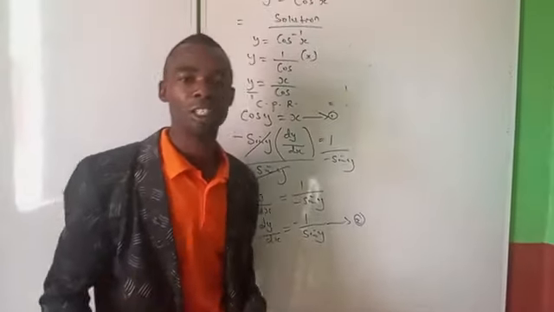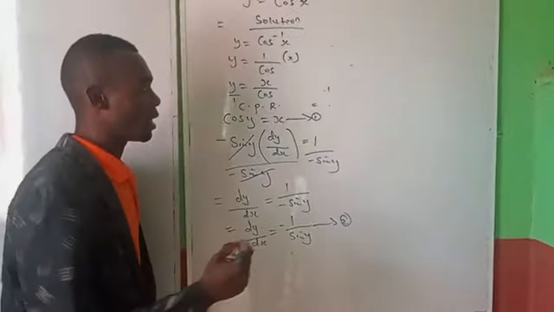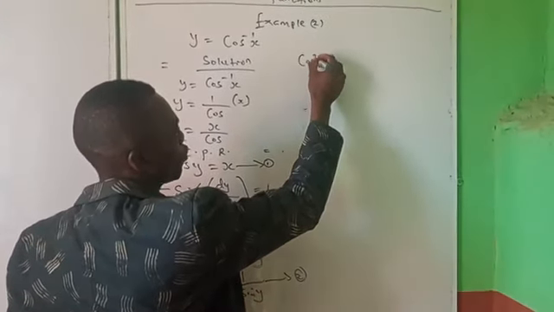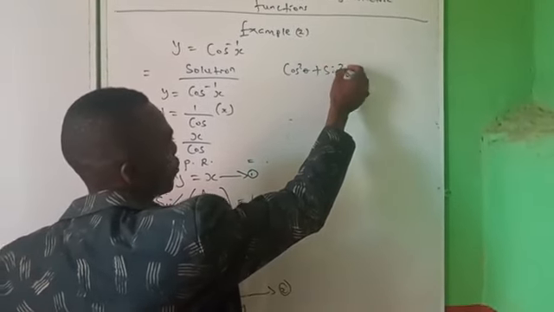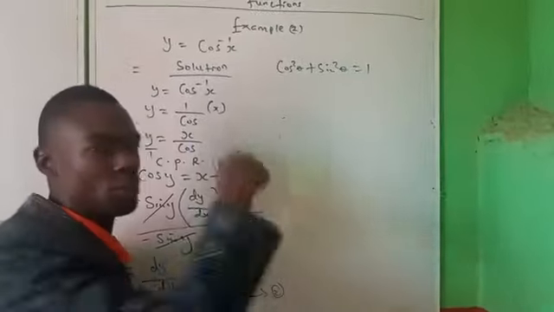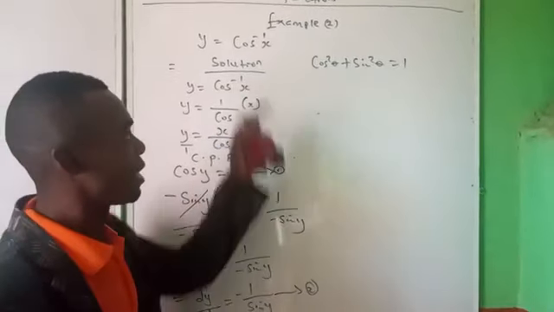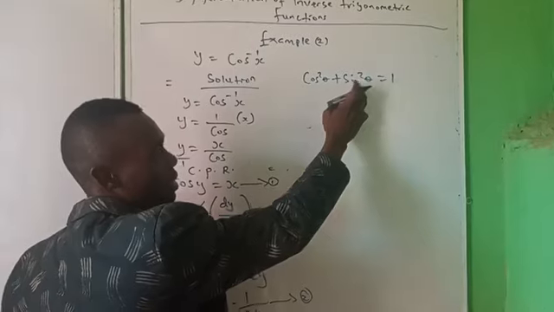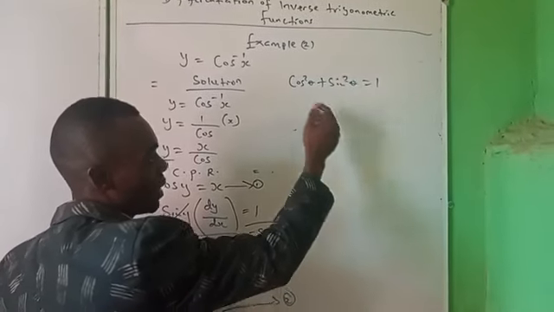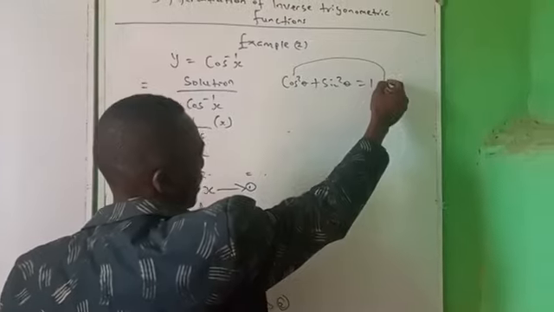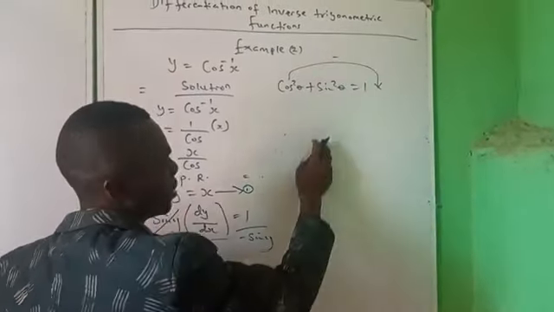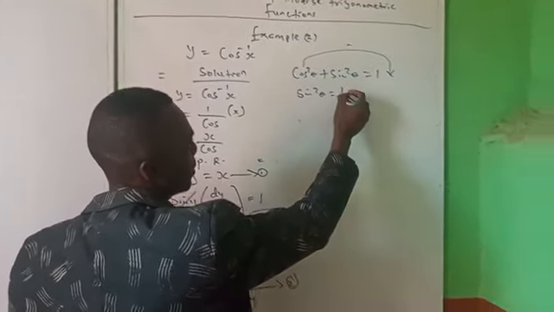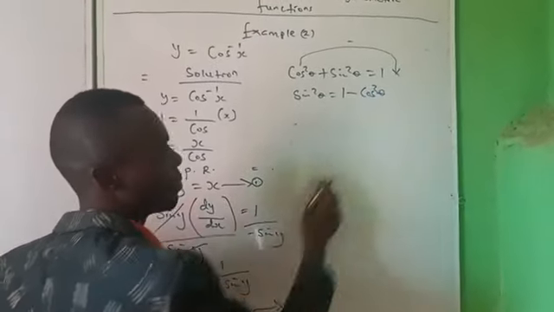Therefore, in our trigonometric identity, we are meant to understand that cos square theta plus sine square theta is equal to 1. Just as we did in sine inverse, you saw it the other day. Now, in this case, we are going to make sine square theta the subject of the formula. When it is moving, it changes sign. We have sine square theta is equal to 1 minus cos square theta.